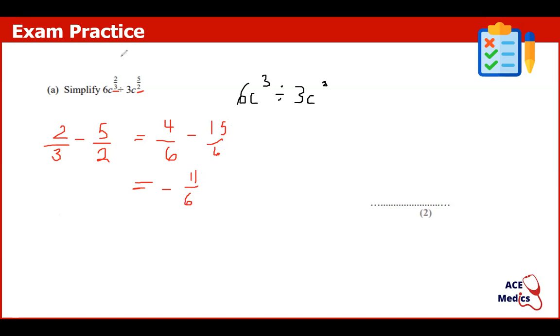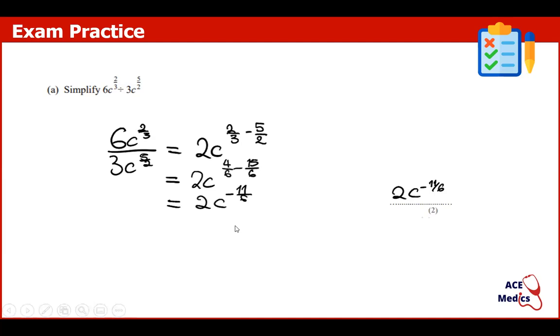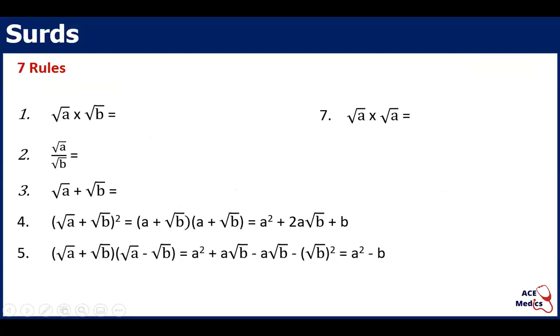So if we look at our equation, we've got 6c divided by 3c. So that's going to be 2c to the power of minus 11/6. That's our answer. Does that make sense to everyone? We don't need to worry about doing roots or anything like that. It's literally as simple as subtracting. Brilliant.